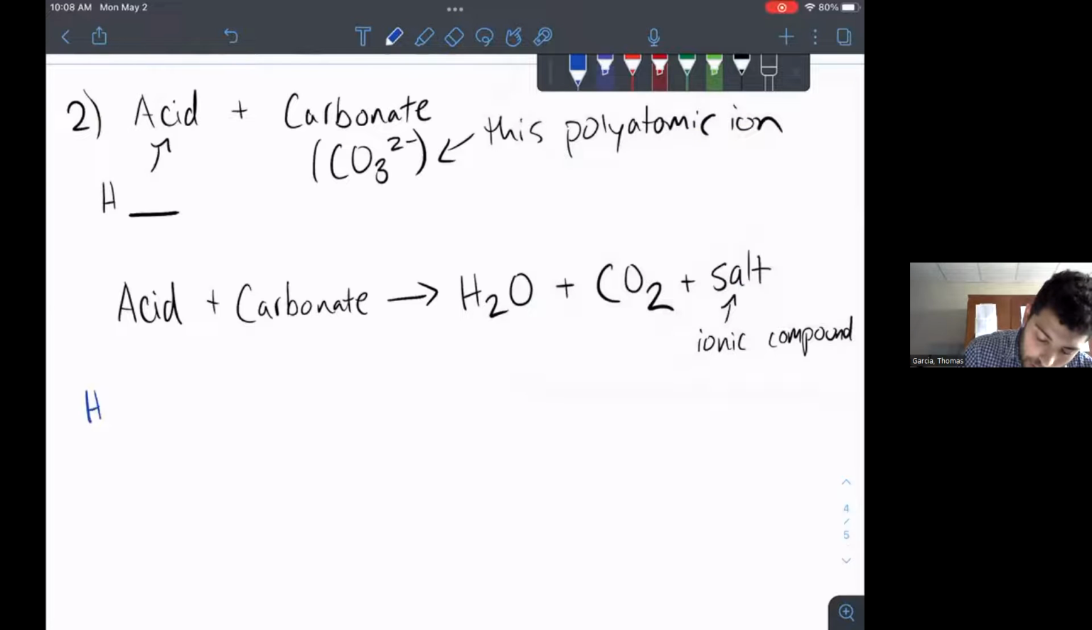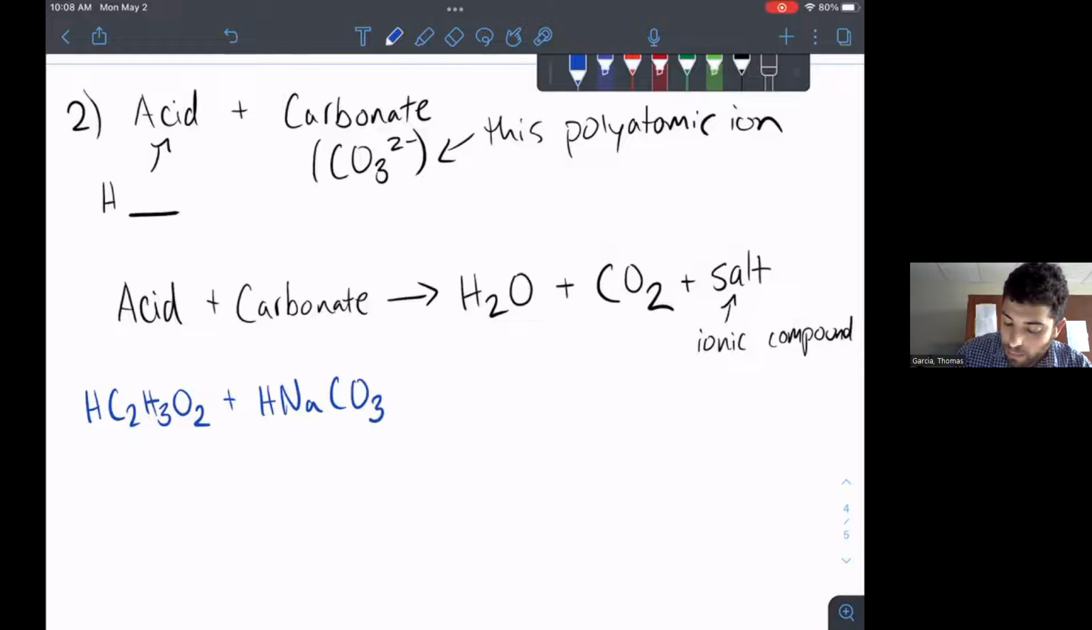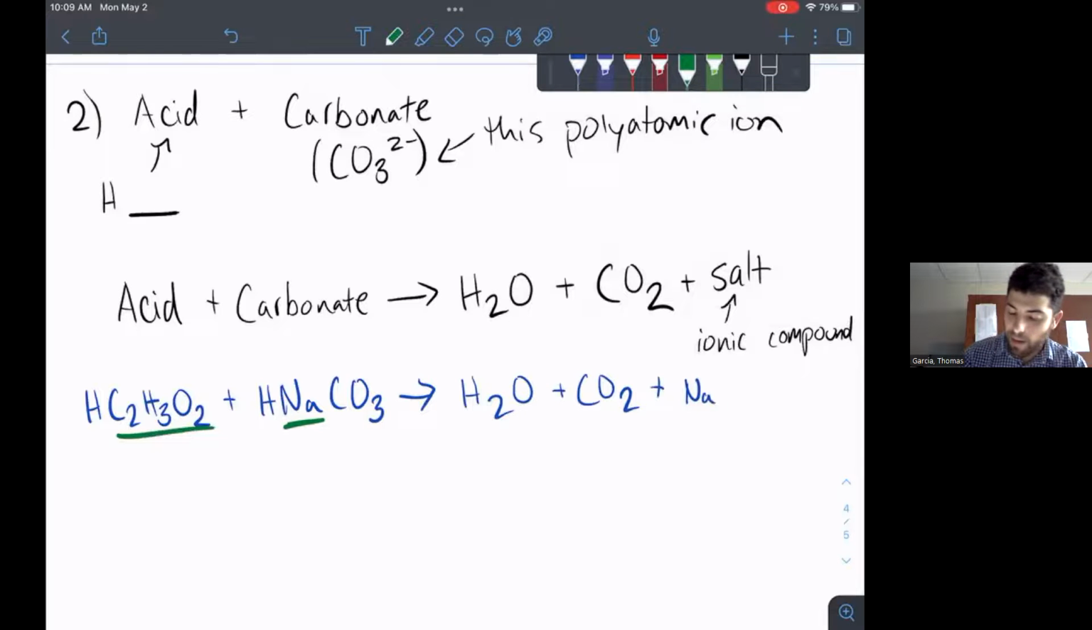We're going to take vinegar, HC2H3O2, plus baking soda, HNaCO3. And we're going to produce our H2O plus CO2, and then our salt. The salt's always the hardest part, but if we look at it, we're going to start with our metal. So I'm going to go Na, and we're going to do the back half of the acid, C2H3O2.